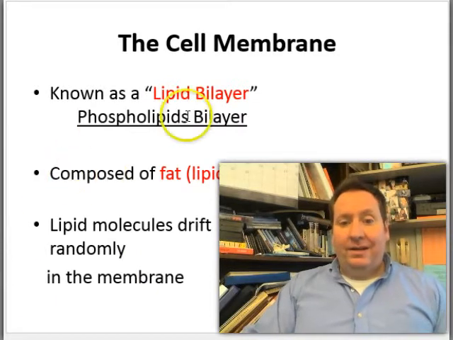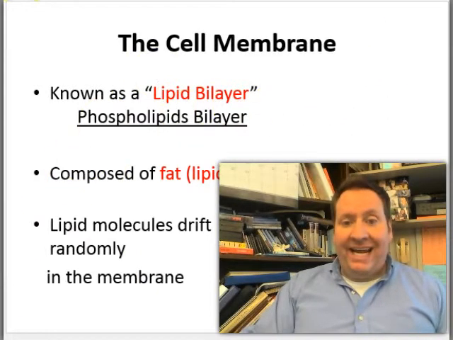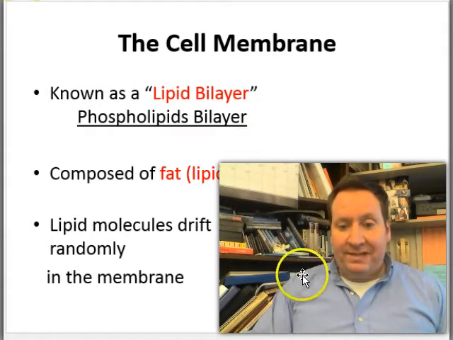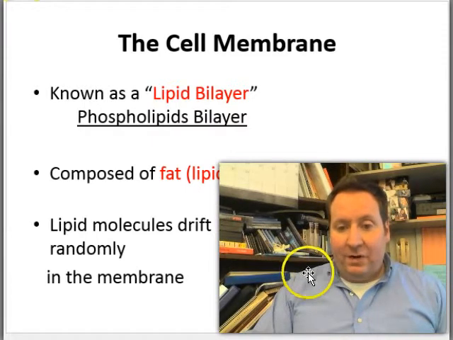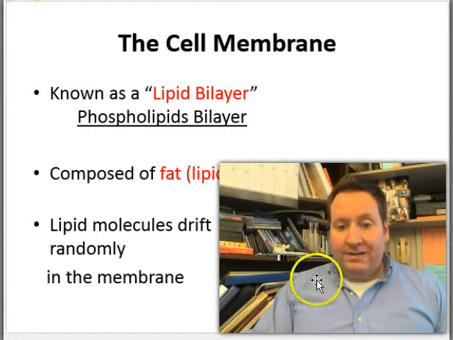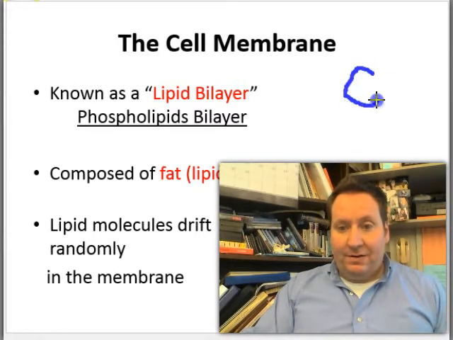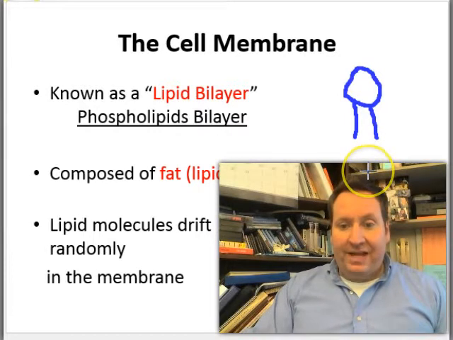When we take a look at the cell membrane of plant and animal cells, it's known as a lipid bilayer. And a lipid bilayer is composed of these tiny molecules, if you look down here, that we call phospholipids. A phospholipid looks something like this. This is a real generic diagram of a phospholipid that I'm drawing right here. It's a bilayer, so that means there's going to be two of these.